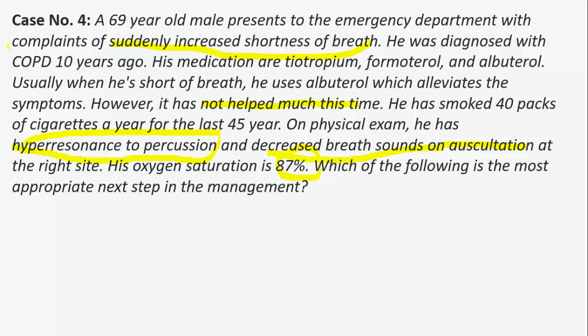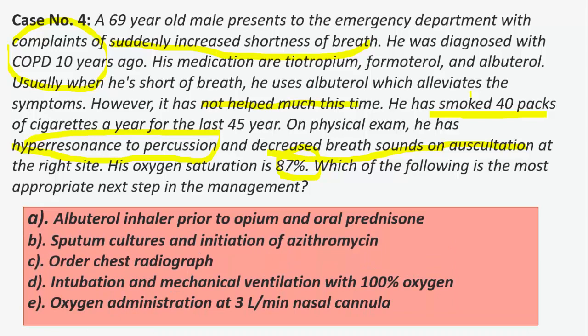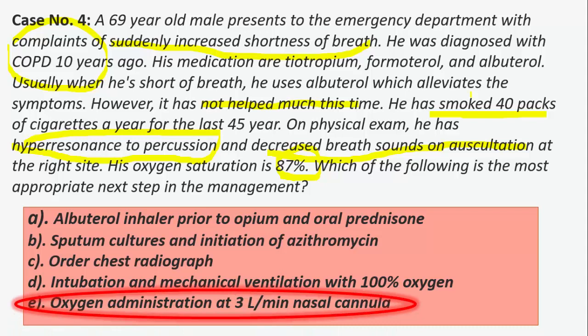He has COPD and is a smoker, so this is most likely pneumothorax, also with hyperresonance to percussion. So what is the next step? We will do oxygen administration at 3 liters per minute by nasal cannula. Sudden increase of shortness of breath, unilateral decreased breath sounds on auscultation, and hyperresonance to percussion in a patient with COPD history are suggestive of spontaneous pneumothorax. Oxygen supplementation through a nasal cannula is an appropriate initial treatment for spontaneous pneumothorax.